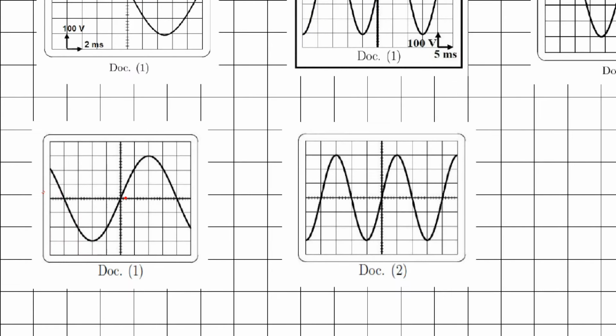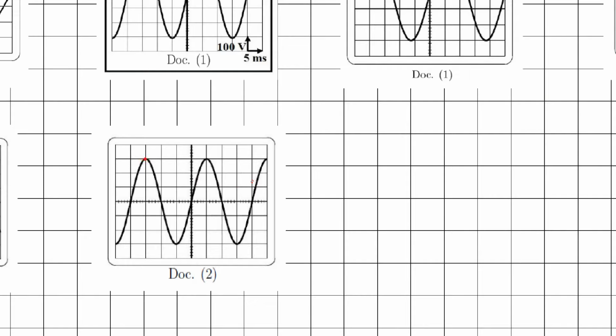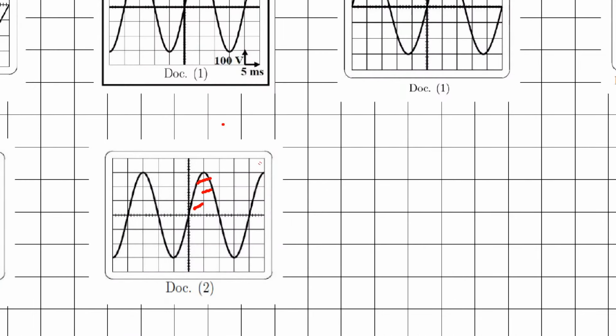If you want to count the value of y, then y in this case is going to be 1, 2, 3, so y is equal to 3 divisions. Now regarding this document, if we choose two consecutive peaks, it's going to be 1, 2, 3, 4, so x is equal to 4 divisions. Now regarding the value of y, it's going to be 1, 2, 3, so y is going to be 3 divisions.